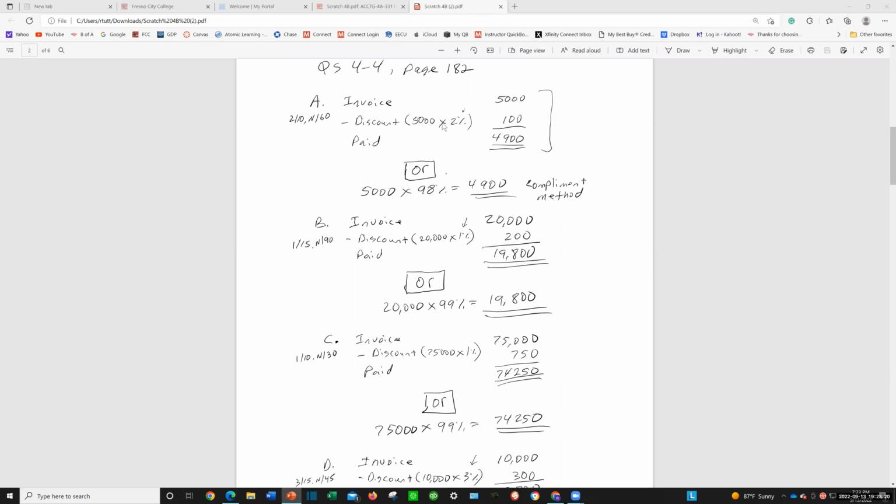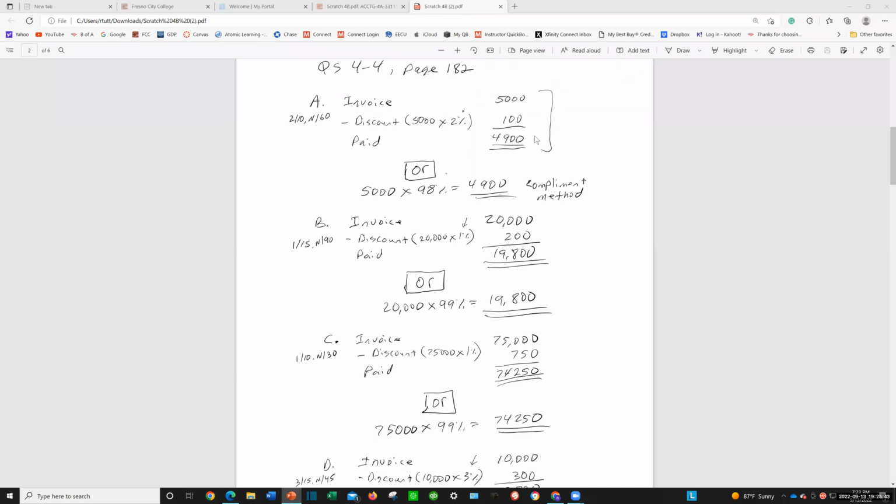Well, 5,000 times 2%, it's $100. So how much are you going to pay for the invoice? 4,900. Isn't that great? You owe 5,000, but because you're paying within the discount period, you only have to pay 4,900, and they'll forgive you for the full amount.